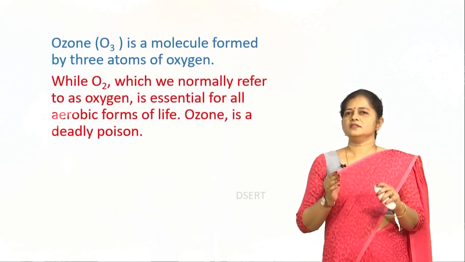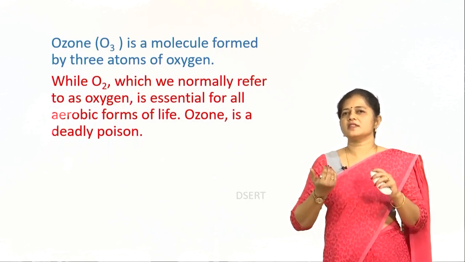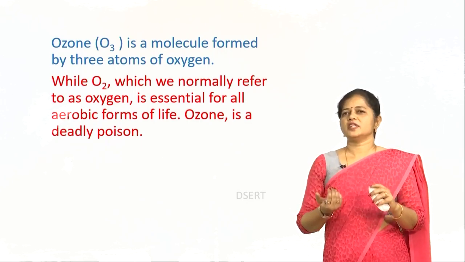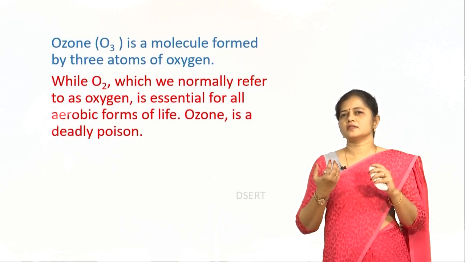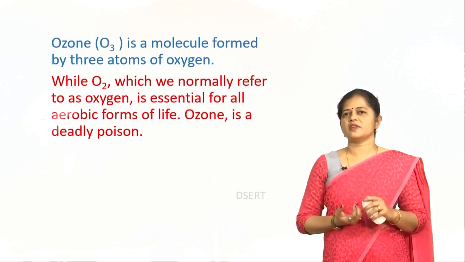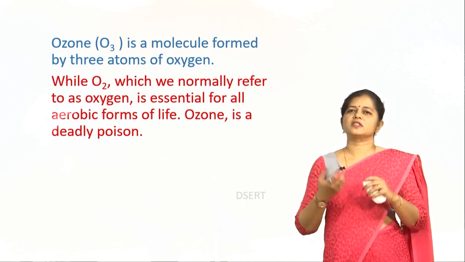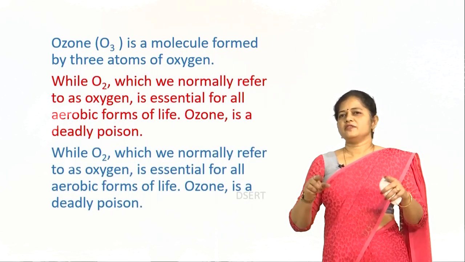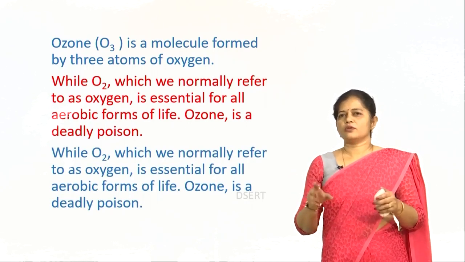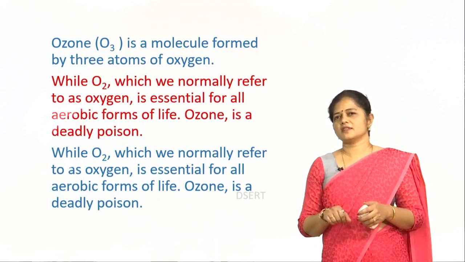Ozone is a molecule formed by three atoms of oxygen, as I already told you. While oxygen, all of you know, we require oxygen. It is the essential gaseous element that is used by all aerobic forms of life. But ozone, which has three atoms of oxygen, is a deadly poison. Oxygen, we refer to as normal oxygen or O2, which is essential for all living organisms.